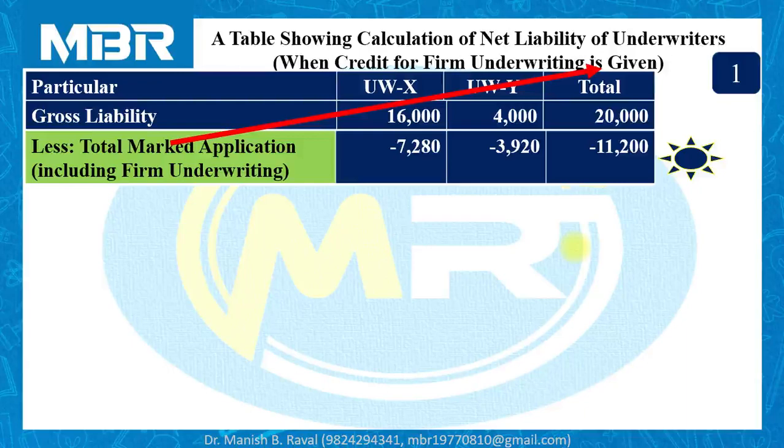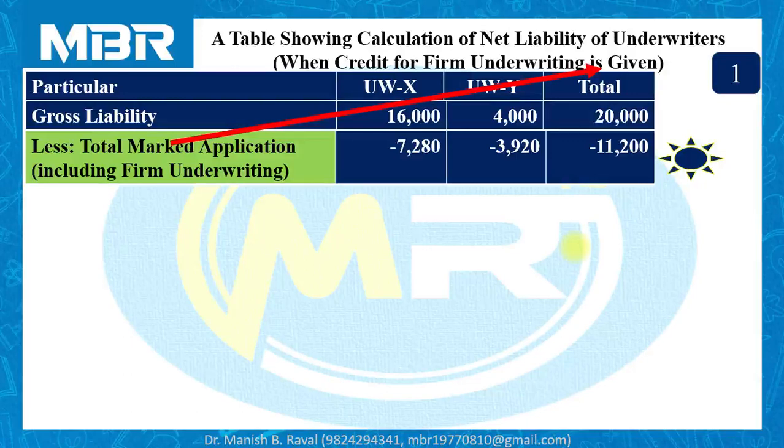We completed just a few minutes ago total marked applications for underwriter X, 7,280, and Y, 3,920, total 11,200. This is the only point of difference. Rest of all other calculation remains the same from first to last. When credit is not given, we have to consider only marked applications. When credit is given, we have to consider total marked applications including firm underwriting.